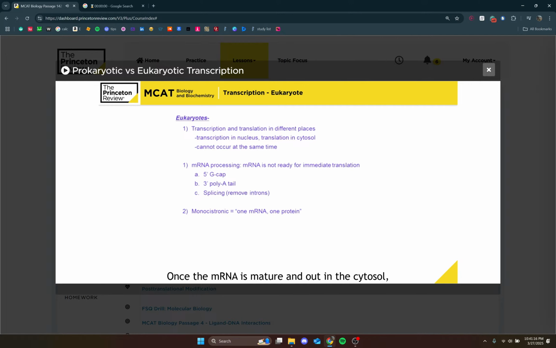Eukaryotes are monocistronic. This means that they've pretty much got 1 protein per mRNA. Once the mRNA is mature and out in the cytosol, you can't get different versions from it. You might have heard this as one gene, one protein, but that's not quite accurate, because a single gene can be spliced in alternate ways to produce slightly different mRNAs, and thus slightly different proteins. But once you have that mature mRNA, you're only going to get one type of protein from it.